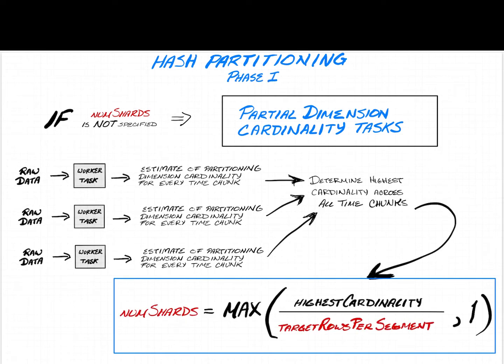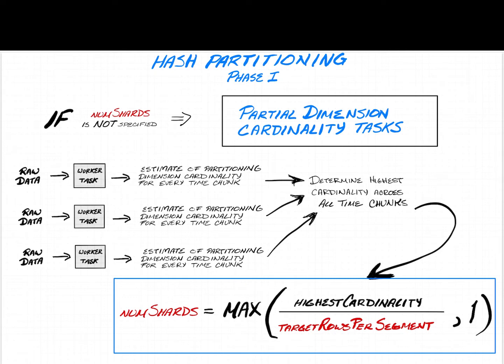So that something is we concentrate each of those estimates into the parallel index task that then calculates the highest cardinality across all time chunks. And that highest cardinality is then used in this formula to calculate num shards. You'll need to specify the target rows per segment, and it'll calculate how many partitions would be useful given the cardinality that it sees. So let's think about this a little bit.